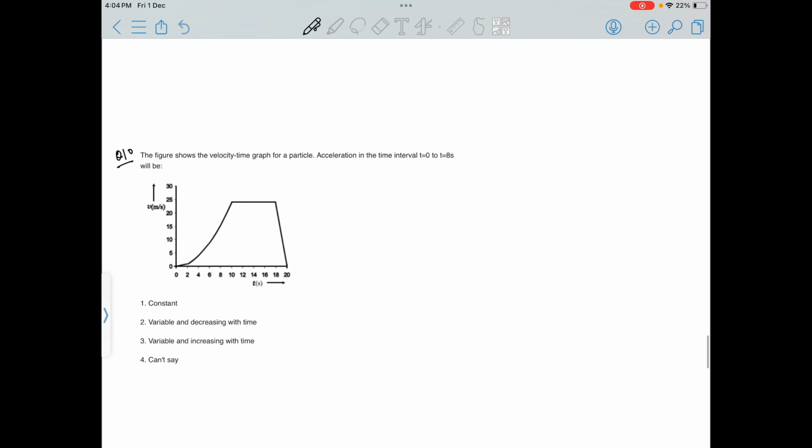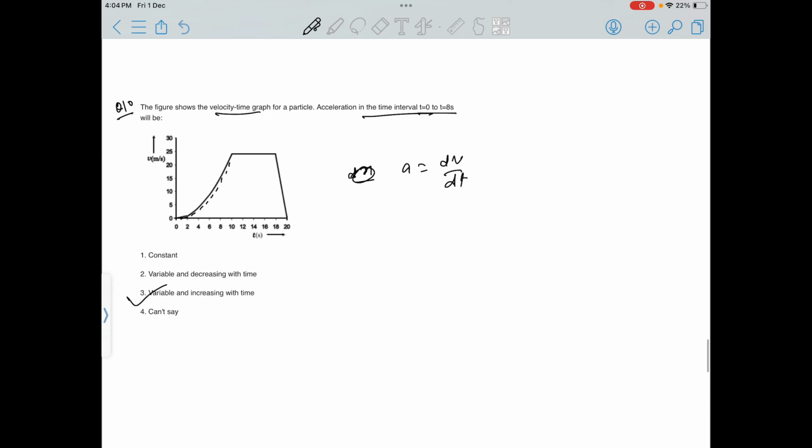Question number 10. The figure shows the velocity time graph. What is the acceleration in the interval t is equal to 0 to 2? Acceleration is equal to dv by dt, the slope of the velocity time graph. So the slope is increasing and it is changing. So acceleration is variable and increasing with time.